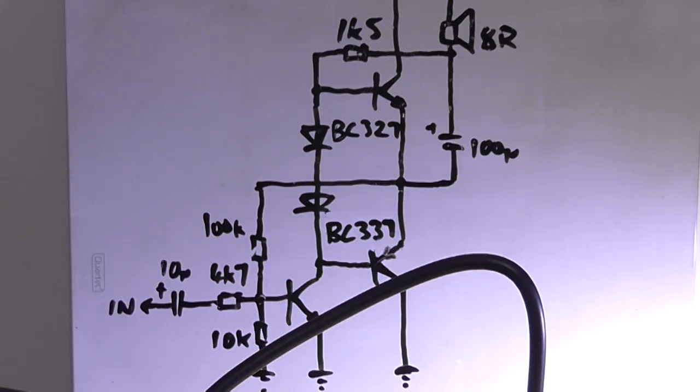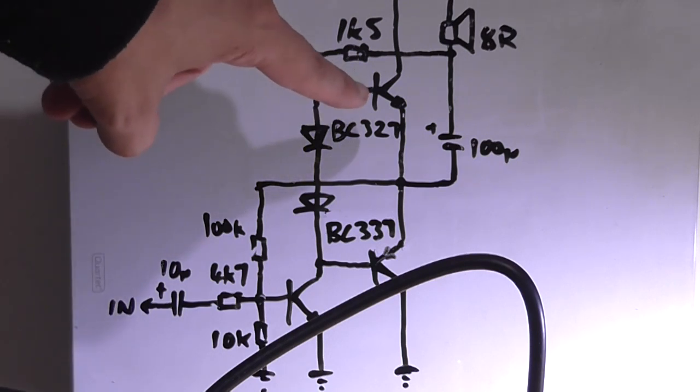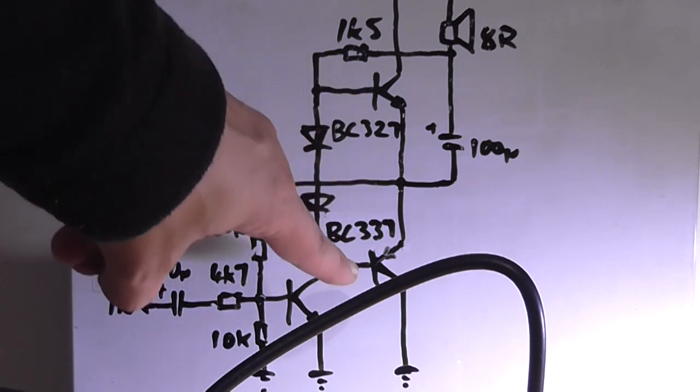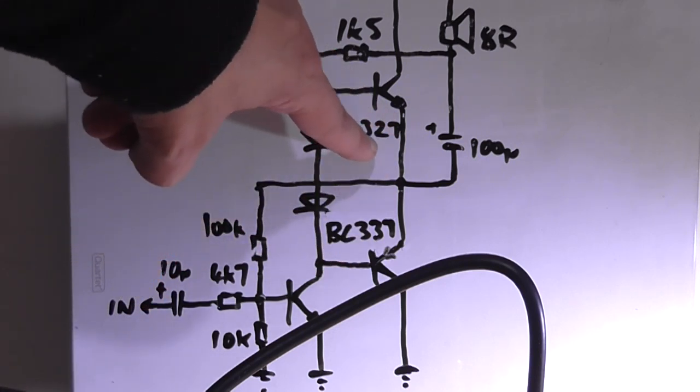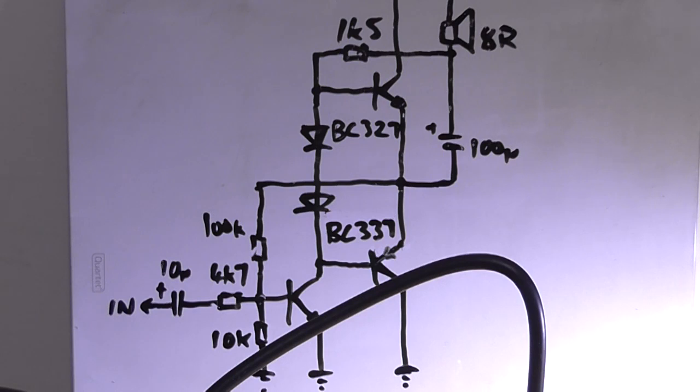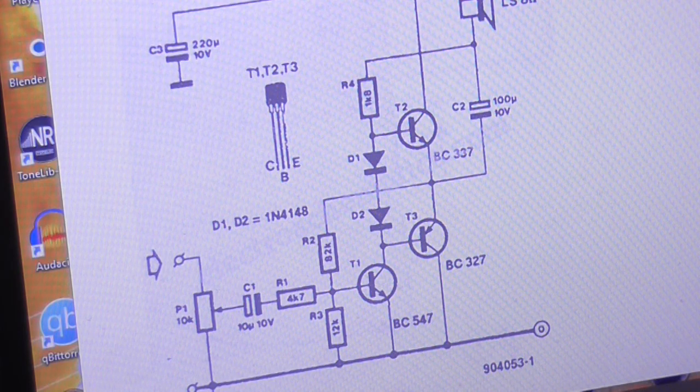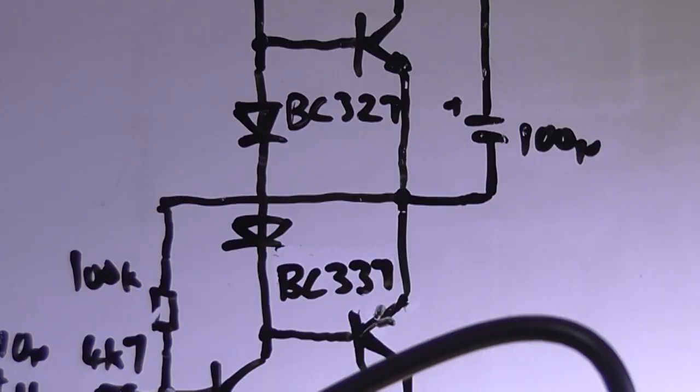Can anyone see a mistake in my diagram? I'll give you a second. This is an NPN. This is a PNP. This should be a BC337. The NPN is 337, not 327. Even though the original article says the NPN is the BC337, I still copied it wrong.